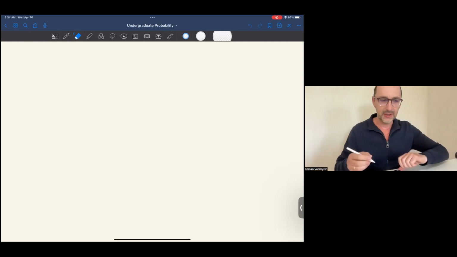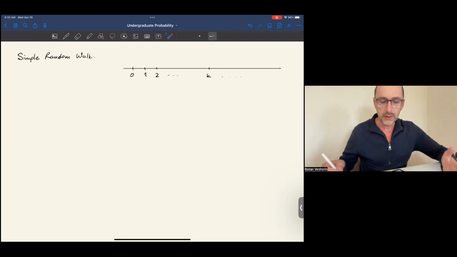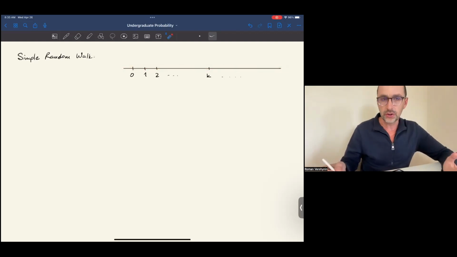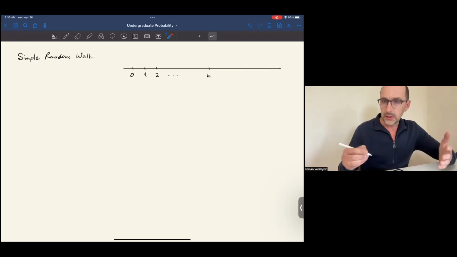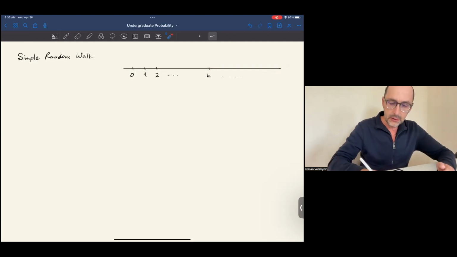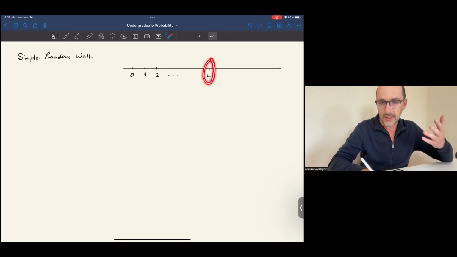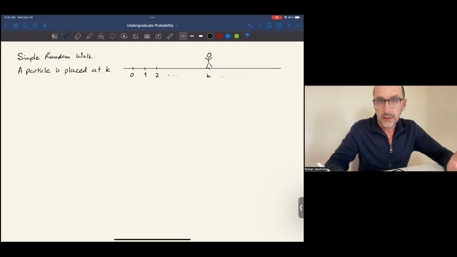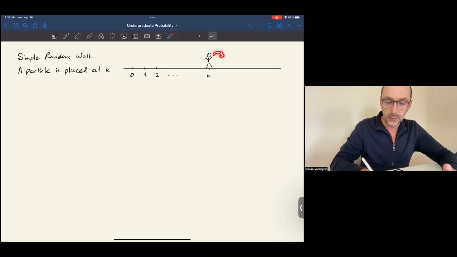Let's express it mathematically. A random walk is a walk on integers, 0, 1, 2, 3, -1, and so on. Imagine that a particle initially is placed at some location, let's say k. Each second, the particle moves one step to the right, to k plus 1, or to the left, to k minus 1, independently, and with probability 1/2.